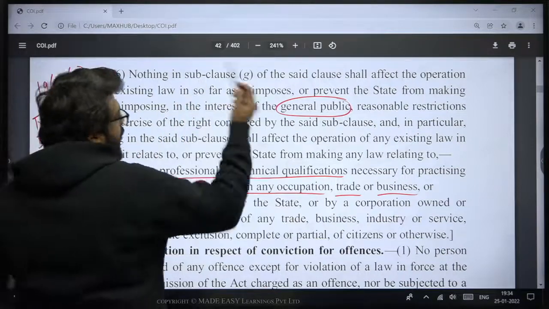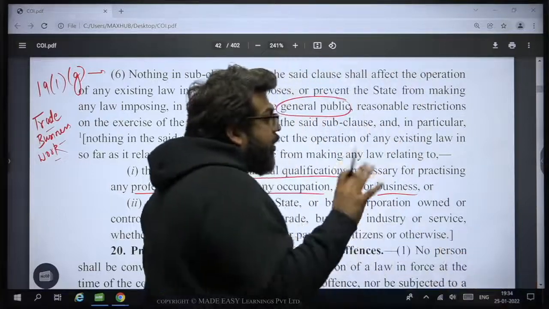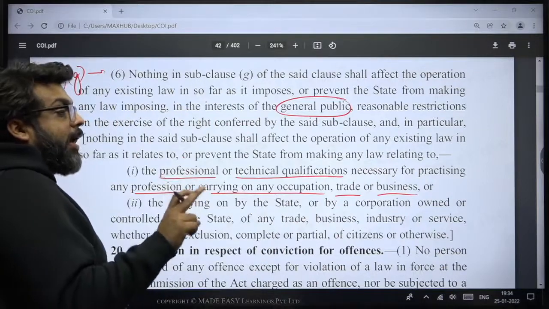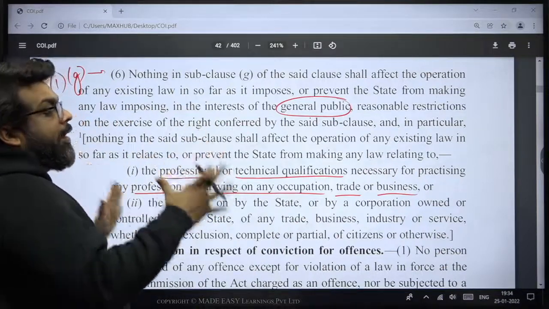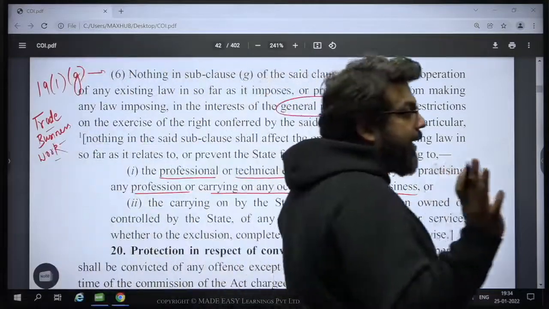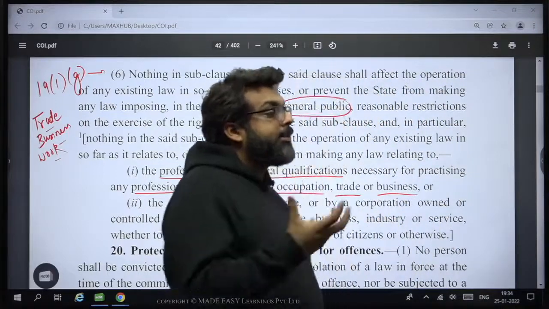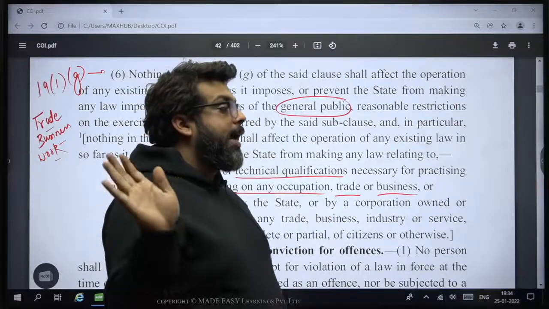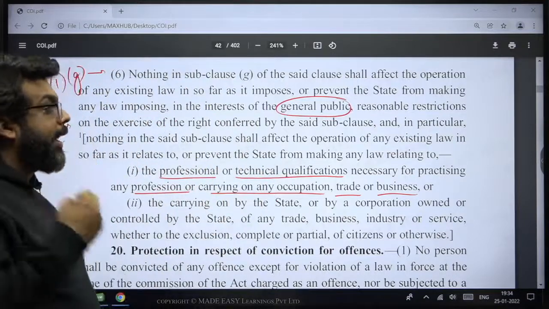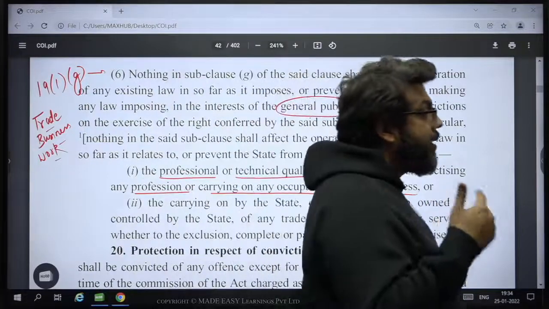Like, for example, alcohol. If somebody wants to open an alcohol shop, now alcohol is in the state list, which means every state can decide how they want to run the business of alcohol in that state. Some states allow everybody to have an open license. Some states say that we will own all alcohol shops. Some states say that there will be no alcohol sold anywhere in our state. So these are the kind of laws that you can make because the state has the right to do so. It's in the interest of the general public.